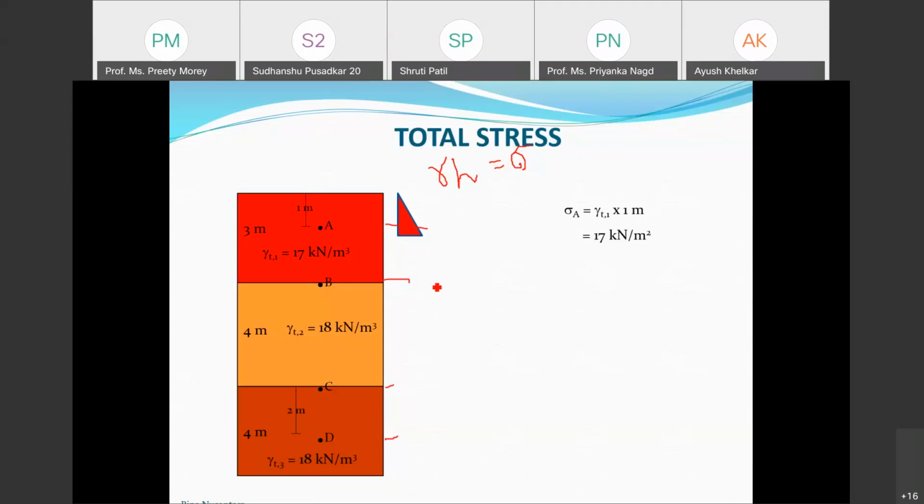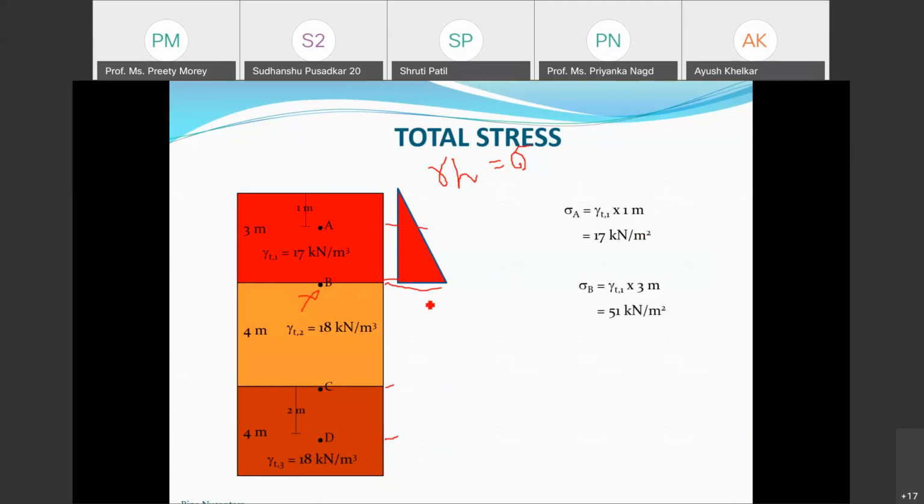Value. Okay, so similarly, when I'm finding out the pressure at B, it is how much? 17 into 3, so that will be 51. So variation is shown like that. Then this much pressure will remain there on the soil. So at this point, I have to find out this will be the pressure.